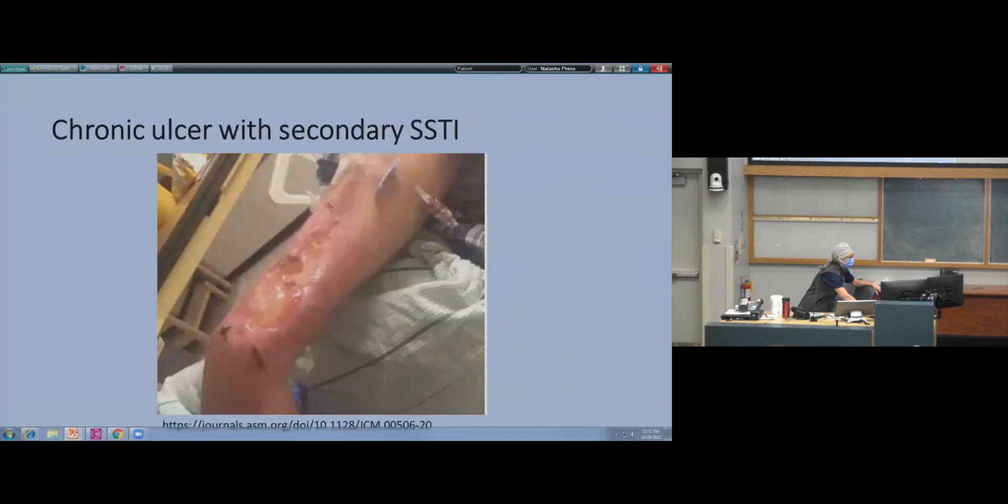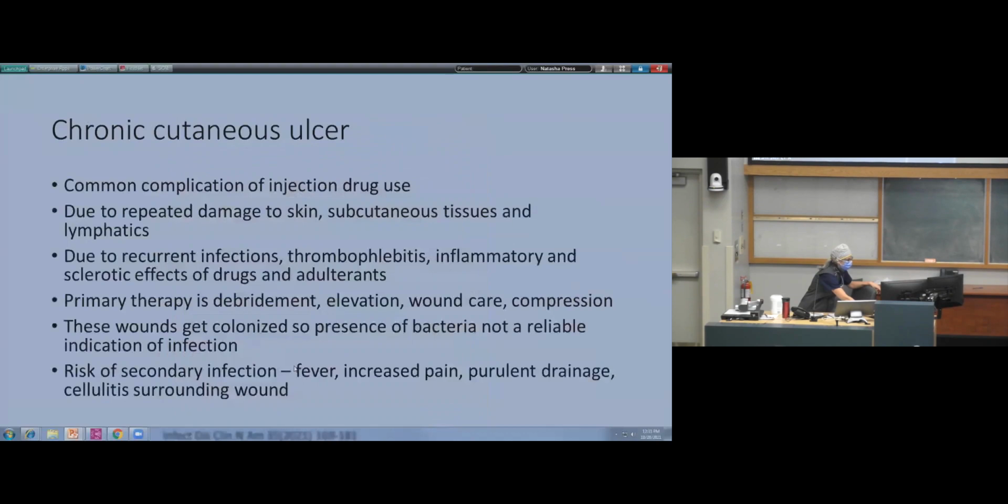Okay, I wanted to move on and talk about patients with chronic cutaneous ulcers and secondary skin and soft tissue infections. Here you can see this large cutaneous ulcer and the redness and swelling around it. Chronic cutaneous ulcers are a common complication of injection drug use. It's due to a cycle of repeated damage to the skin, the tissues and the lymphatics. Just having infections can cause this damage, so that in itself can be a risk factor for more infections and for cutaneous ulcers, but also getting phlebitis from injecting in a site. And then the drugs themselves and the things that the drugs are mixed with can be either pro-inflammatory or sclerosing, and so also cause damage, which with that repetition can lead to ulcers.